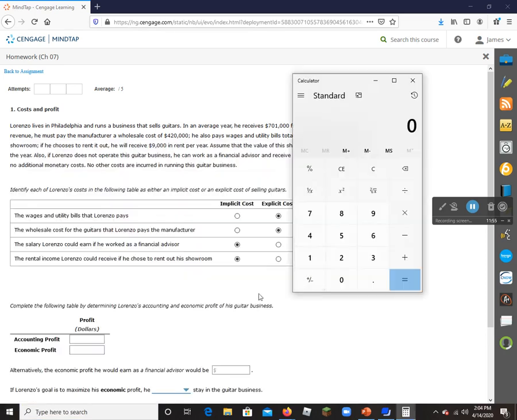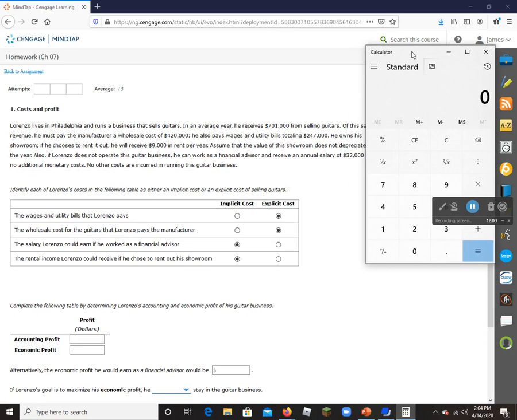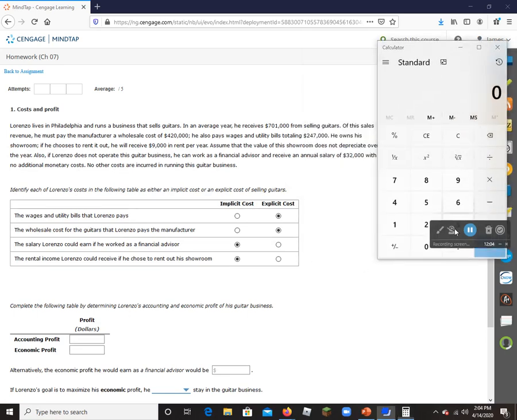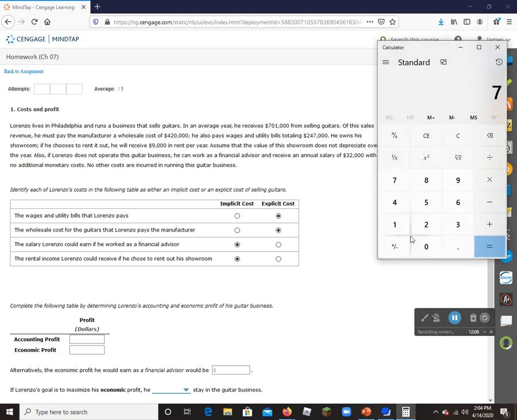Here we go. Okay. Here, he brings in total revenue of $701,000. I'm going to clear this out here. So that's his revenue. $701,000 is how much he brings in from selling the guitars. He has explicit costs of $420,000. The cost of goods sold, how much he pays to buy those guitars wholesale.